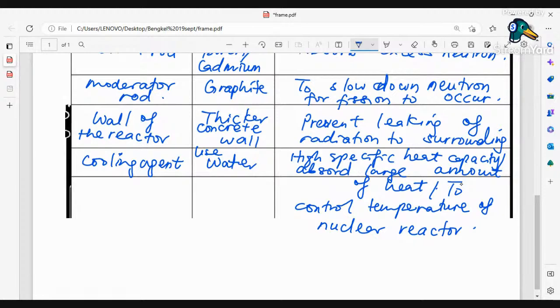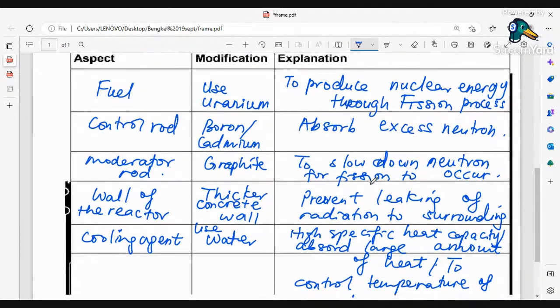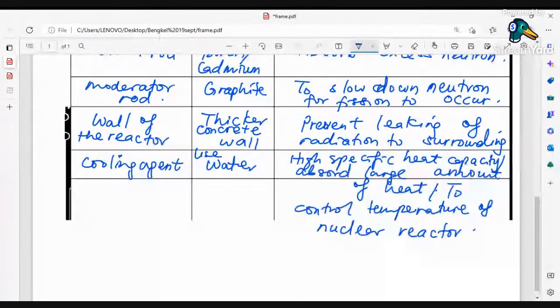So this one you just give 5 suggestion minimum. If you have more, you can write more. So you will get 10 marks for this question. So for this topic of nuclear physics or radioactivity, I have done. So that's all. Bye.